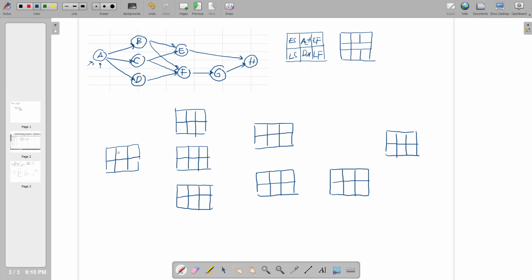Right, so the activity is written at the top. This is A, this is B, this is C, D, this is E, F, G, and H. For the duration of each of them, sorry, I will draw the arrows first before we go. Sorry if it is not straight enough.